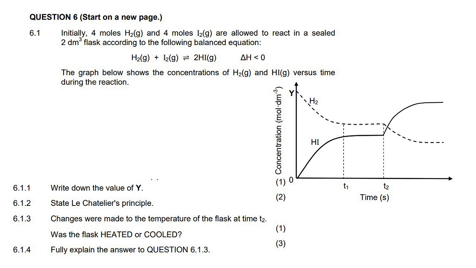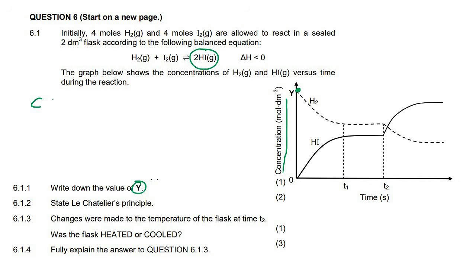Initially, 4 moles of hydrogen and 4 moles of iodine are allowed to react in a sealed 2 decimeter container, according to the following balanced reaction. The graph below shows the concentration versus time. On this graph, they're not showing us the iodine. They're just showing us the hydrogen and this part over here. So the first question says, write down the value of Y. So that's over here. Now that is a concentration value.